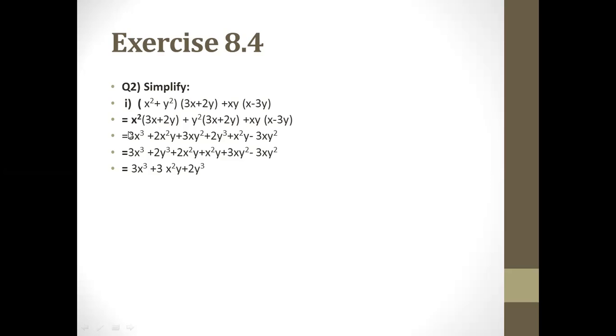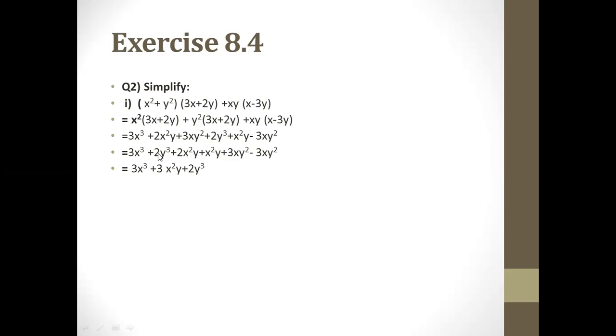So 3 ones are 3, and x square powers added here, power 1, so power 3. Plus 2y and x square are different variables, so we write it 2x square y, side by side. Again y square and x are different variables, so 3xy square, and plus 2y into y square is y cube, plus xy into x, x square y, and minus 3xy square.